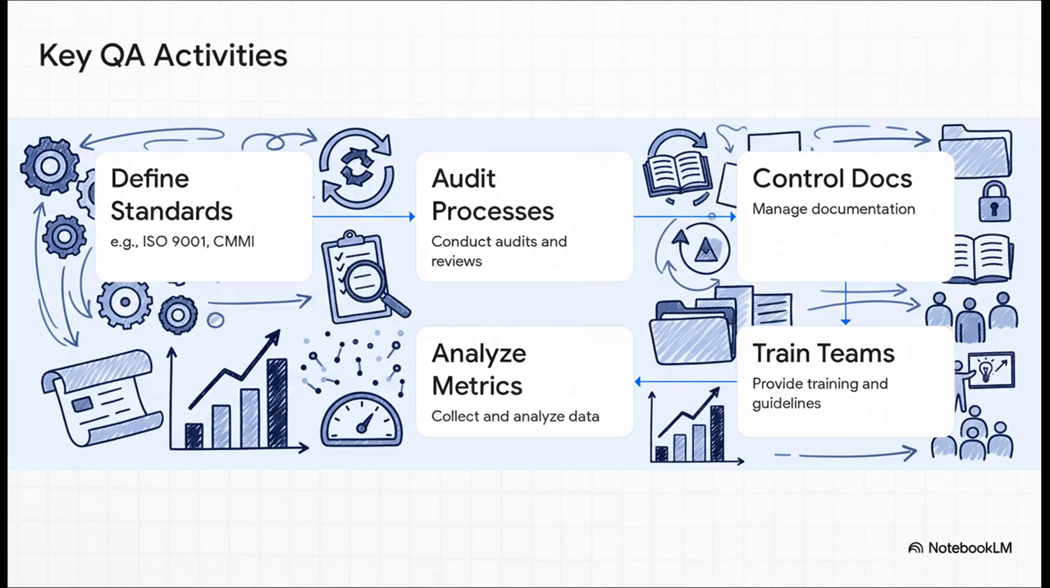So what are QA folks actually doing all day? Well, they're busy doing things like defining the quality standards for a project, running audits to make sure those standards are being followed, managing all the documentation, training the team, and analyzing data to see where things can be improved. They're basically the architects of the entire quality system.